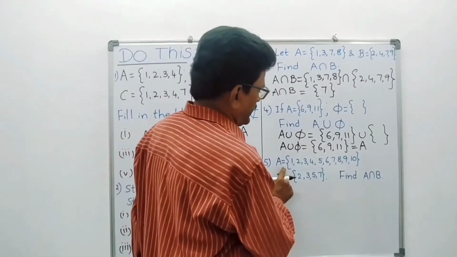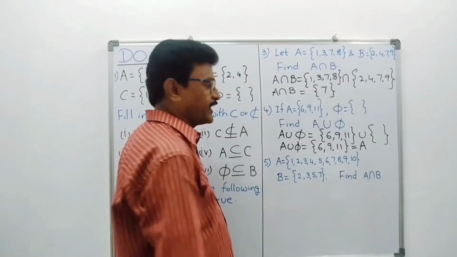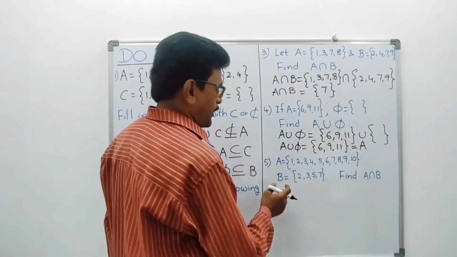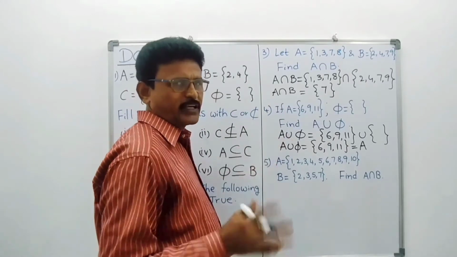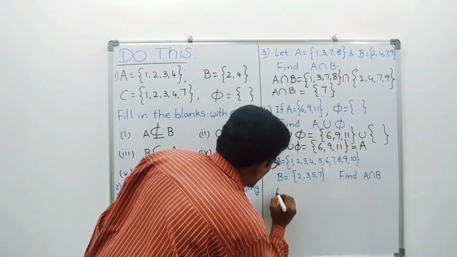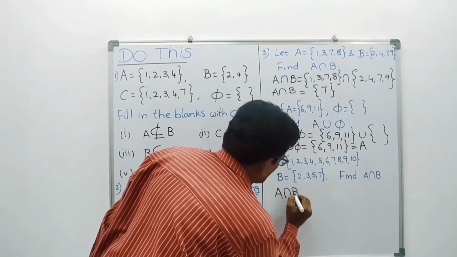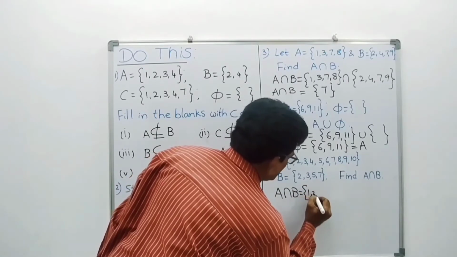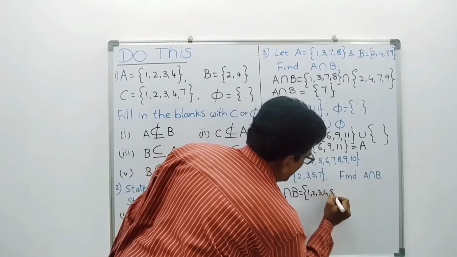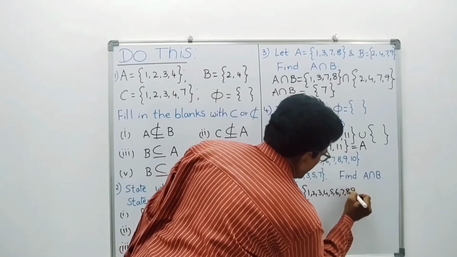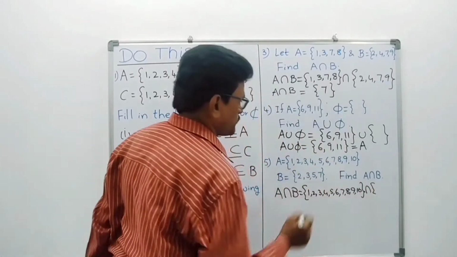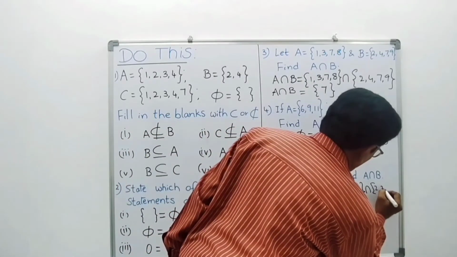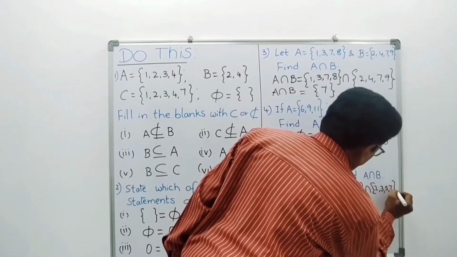See, A. It is having 1, 2, 3, 4, 5, 6, 7, 8, 9, 10 elements. 10 elements are there. And B: 2, 3, 5, 7. 4 elements are there. Find A intersection B. Common elements. A intersection B means common. So A intersection B equal to first 1, 2, 3, 4, 5, 6, 7, 8, 9, 10. And intersection, now what are the elements in B? 2, 3, 5, 7.